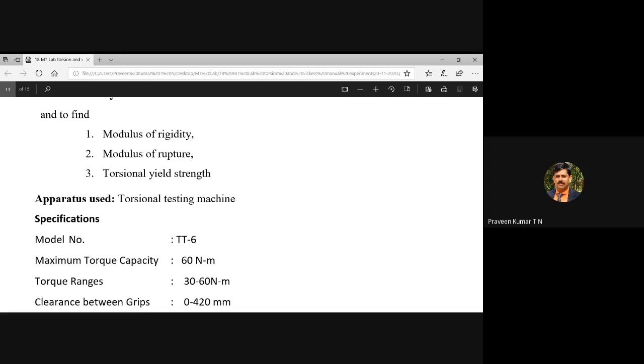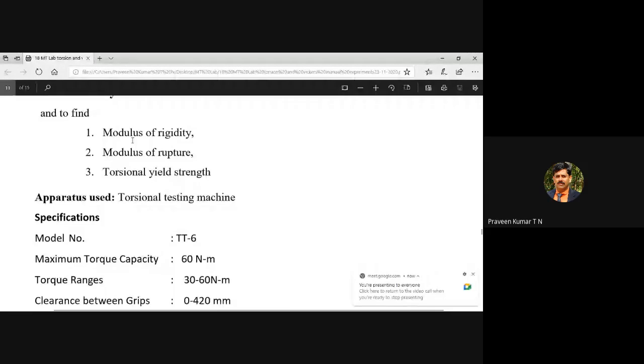Then, how can we specify the resistance to deformation? The resistance to deformation is normally specified in terms of Young's modulus when it is subject to tensile loading. When it is subject to torsion loading, there is one more constant, referred to as the rigidity constant or rigidity modulus G. In our experiment, in the torsional test, you have to find out the modulus of rigidity. That is the major aim of our experiment for torsion testing.